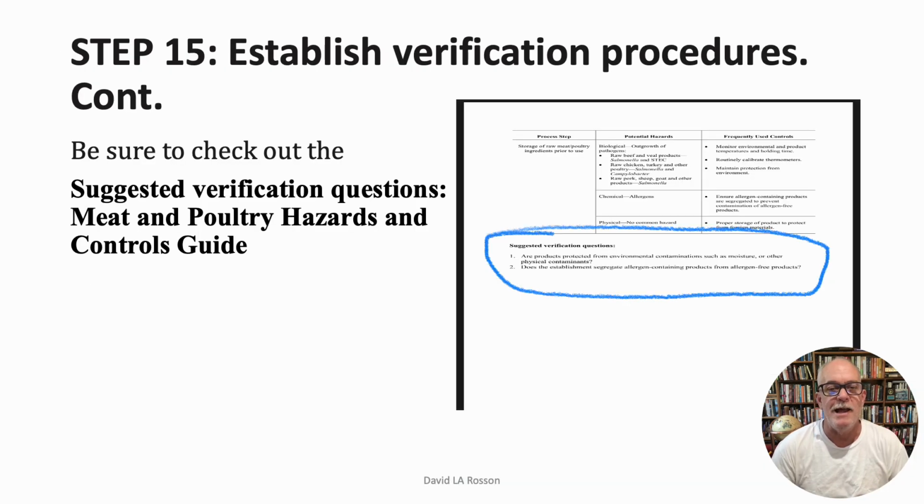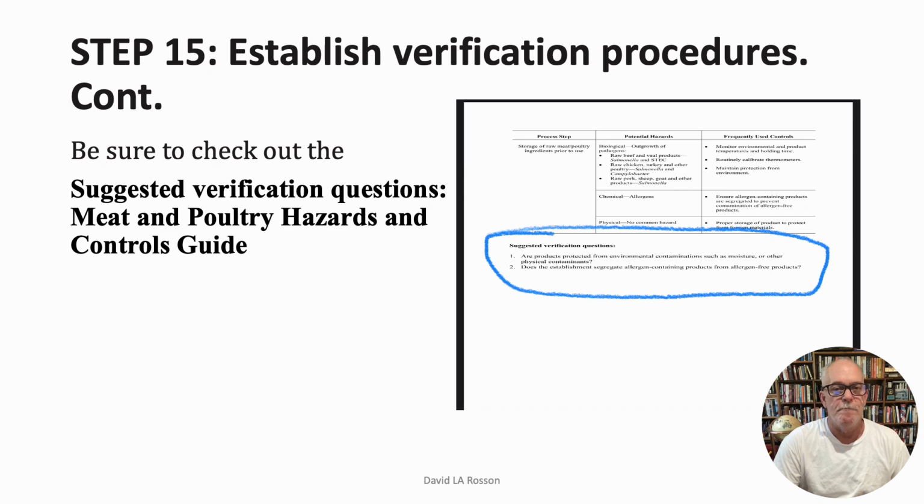Oh, I almost forgot. In the guide, there are some recommended verification strategies, some suggested programs. So you should check that out. Go to the processing steps in your guide for the step where you determined the hazard was significant, and there'll be some suggestions there. I've circled it on the form. Should be pretty easy to find. So that'll help you with step 15. What verification procedures are you going to use for those particular steps? USDA Meat, Poultry, Hazards and Controls Guide. Make sure you're up to date on that. It's sure going to help you out on your plan here now.